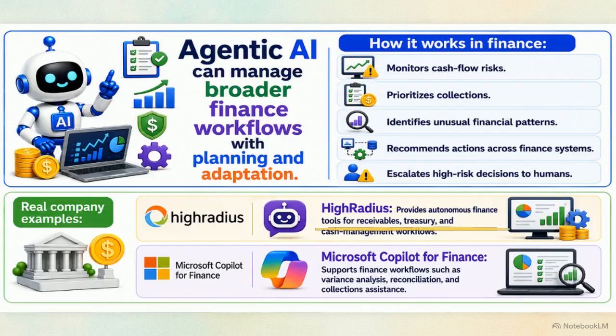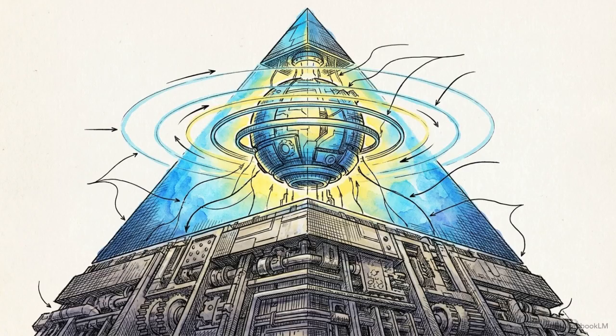HighRadius deploys autonomous tools to oversee entire cash management and treasury workflows, prioritizing collections without line-by-line human input. Similarly, Microsoft Copilot for Finance acts as an orchestrator, navigating across different platforms to automate complex variance analysis and ledger reconciliation. Agentic AI represents the top of the stack. It shifts the corporate capability from simple automation to true system autonomy.